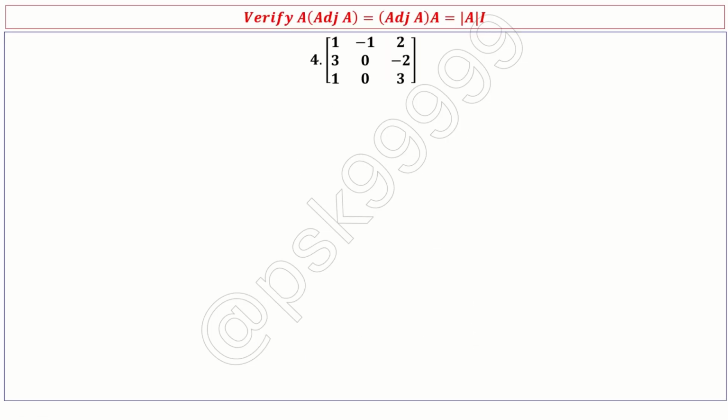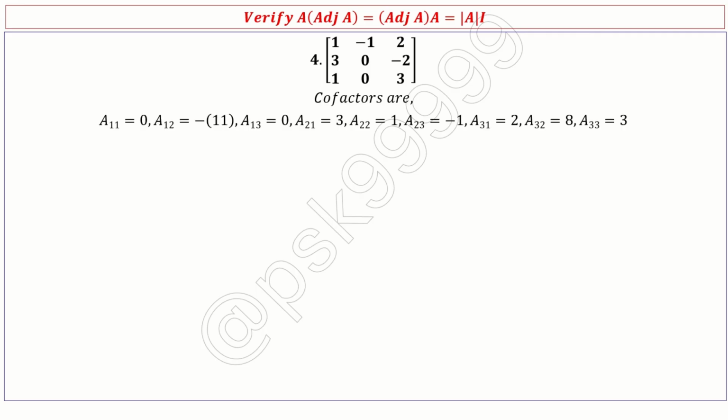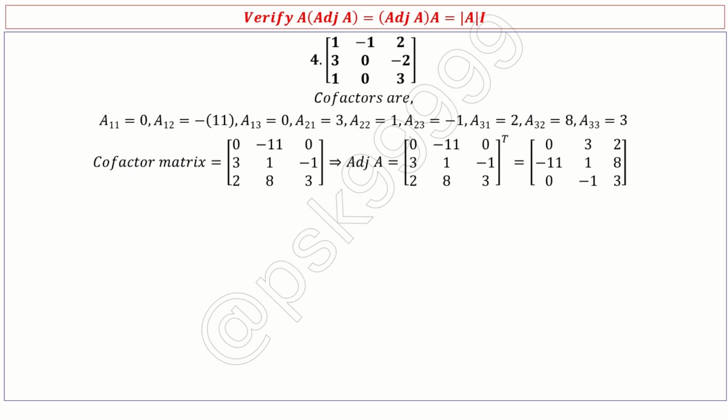Now for the same thing you verify for a 3 by 3 matrix. It is exactly the same. You find the cofactors first. These are the cofactors, the cofactor matrix. Then the adjoint matrix is nothing but the transpose of the cofactor matrix. You have it here.